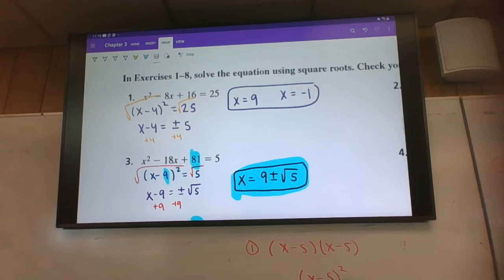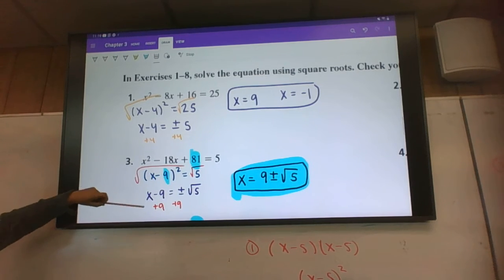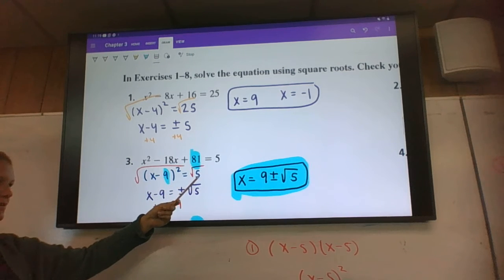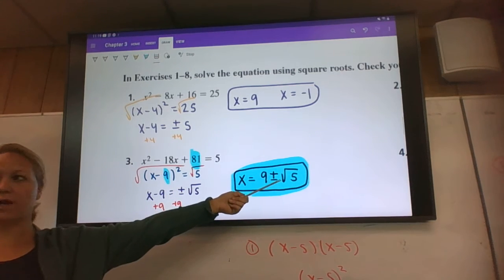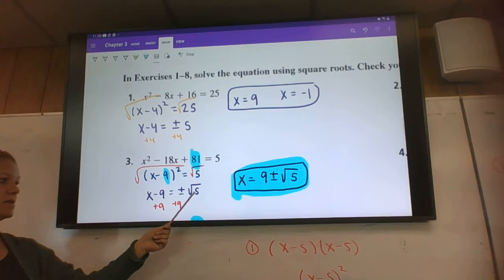Here's number 1 and 3. So the ebook problems that we did yesterday were a lot like number 1, and then number 3 was different because you can't actually square root 5. So your answer should have a radical in it. If you made it a decimal, go back and leave it the square root of 5.